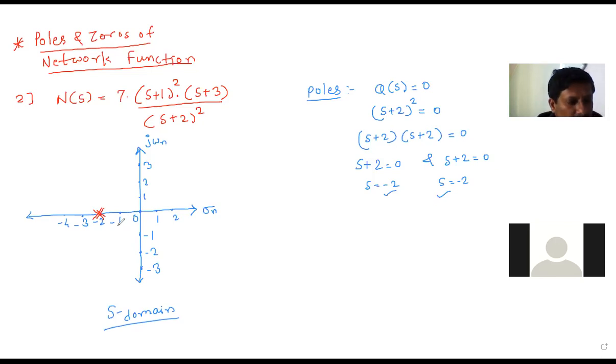Now next, you have to plot the zeros. So zeros you can plot by using what? p of s is equal to 0.